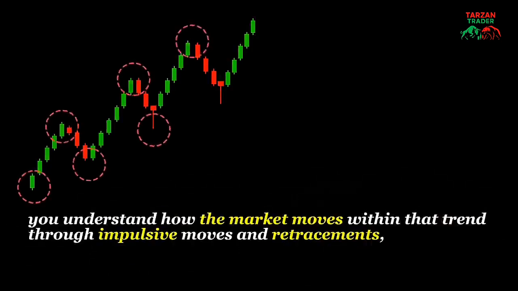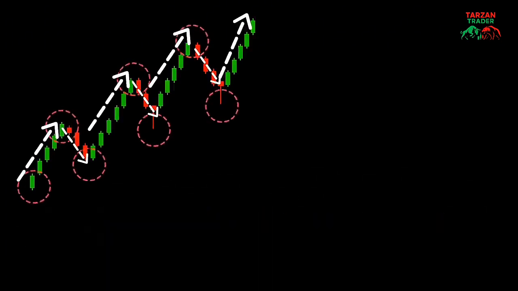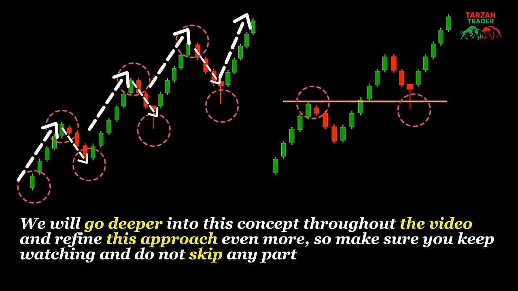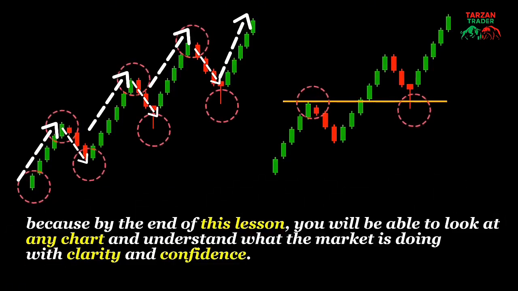At this stage, you already have 3 very important skills. You know how to identify an uptrend, you understand how the market moves within that trend through impulsive moves and retracements, and now you know how to use support and resistance to determine when to plan your trades. We will go deeper into this concept throughout the video and refine this approach even more. So make sure you keep watching and do not skip any part, because by the end of this lesson, you will be able to look at any chart and understand what the market is doing with clarity and confidence.